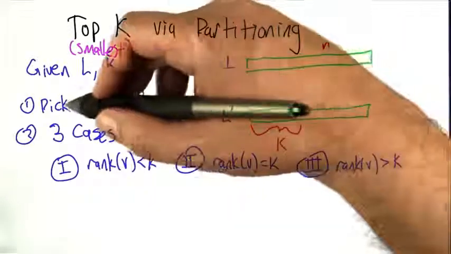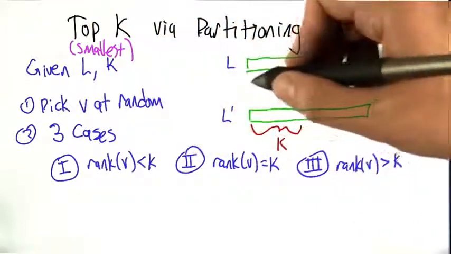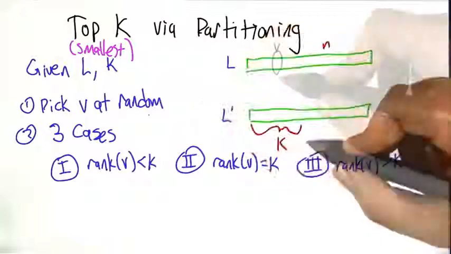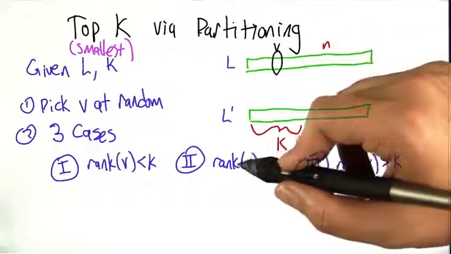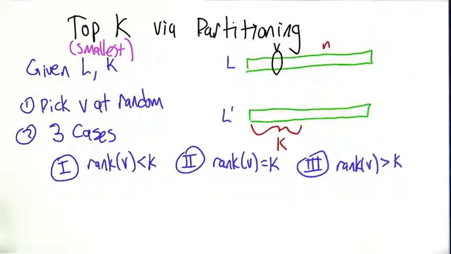We're going to start off, remember what we know how to do with partitioning is given some value V. Well, I don't know which value to use, so let's just pick one at random. So here I am picking a value at random, let's say there. So there's our value V. And now we're going to run the partitioning algorithm on this. And there's a couple different cases it can happen.